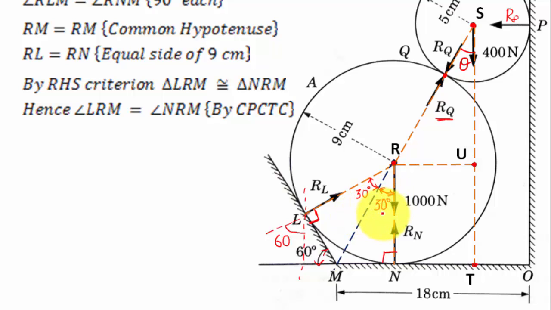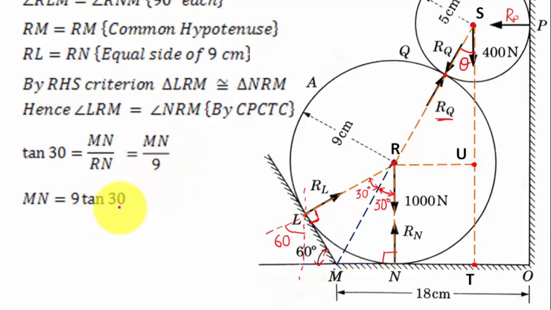Now we know what this angle is. We know this angle, we know this side, and now we're going to apply trigonometry to get the value of MN. We apply tan 30 is equal to MN over RN, and we know the value of RN is equal to 9. Just put the value, and then MN is going to be equal to 9 times tan 30. You just need to do this calculation in a calculator, and you're going to get the value of MN as 5.2 centimeters approximately. That's it.